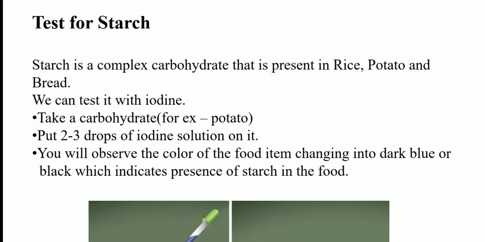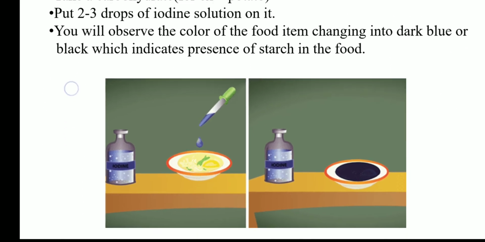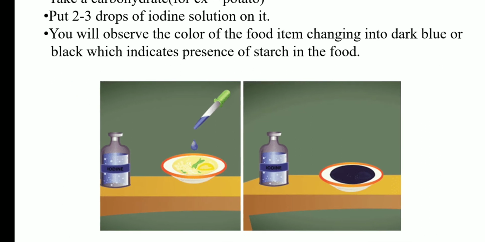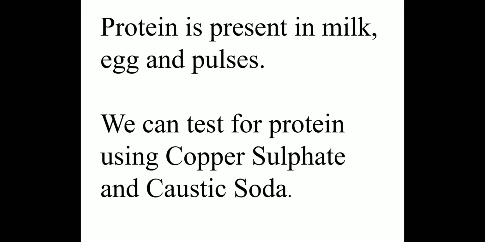Take a carbohydrate, for example, potato. Put 2 to 3 drops of iodine solution on it. You will observe the color of the food item changing into dark blue or black, which indicates the presence of starch in food. So this experiment is very simple. You just have to add 2 or 3 drops of iodine solution and see the change in color. The same experiment you can perform using bread.